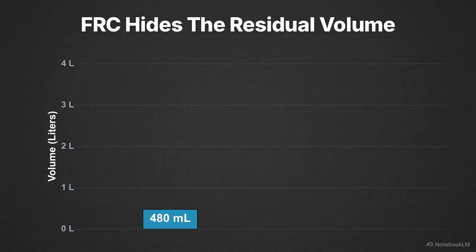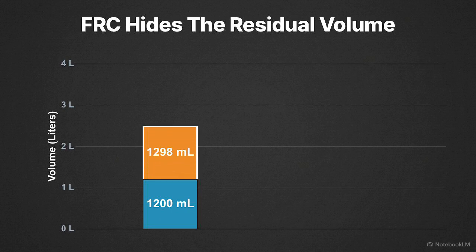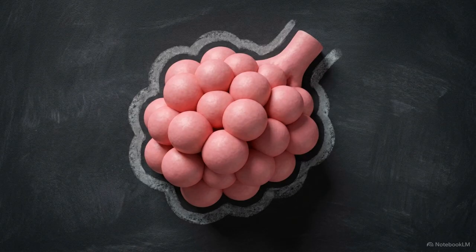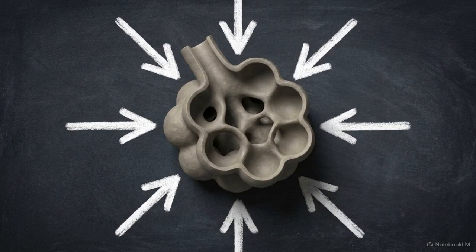Functional residual capacity is composed of the expiratory reserve volume plus the residual volume. Residual volume is the baseline air that remains trapped inside the lungs even after a maximal forced exhalation. Because it holds the delicate alveoli open, it physically cannot be exhaled.